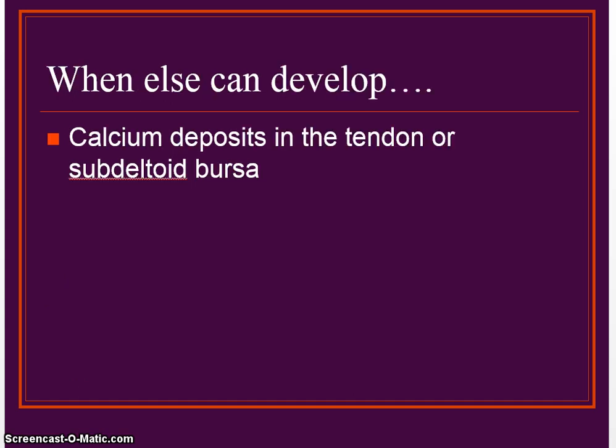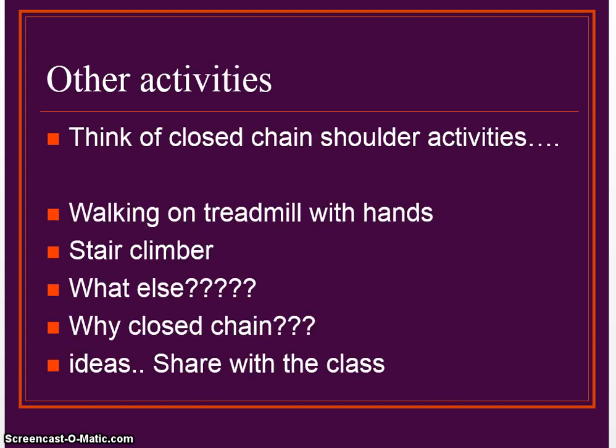What else can develop? You could get calcium deposits underneath the tendon due to tendonitis, which is underneath the subdeltoid bursa. I want you to think closed chain activities. Closed chain activities, first of all, build up strength, whereas open chain is going to be functional. There are many things that you can do that are closed chain. Walking on the treadmill with the hands would be closed chain. Stair climber. Please share your activities with the class. We're going to talk about them in forums.